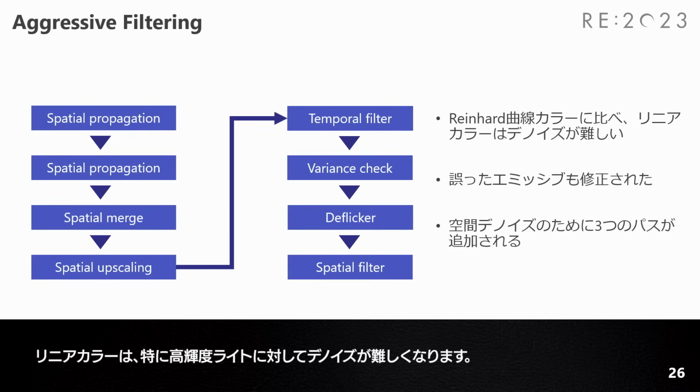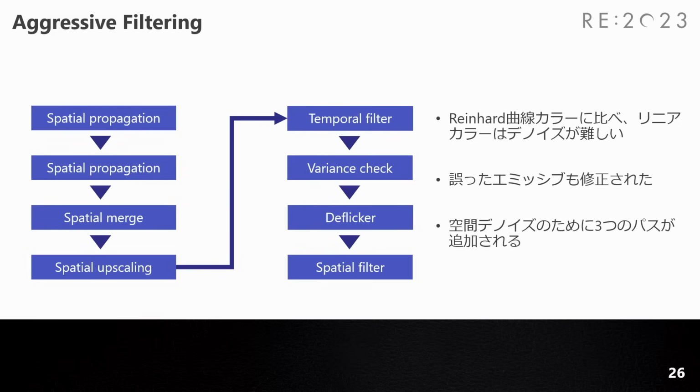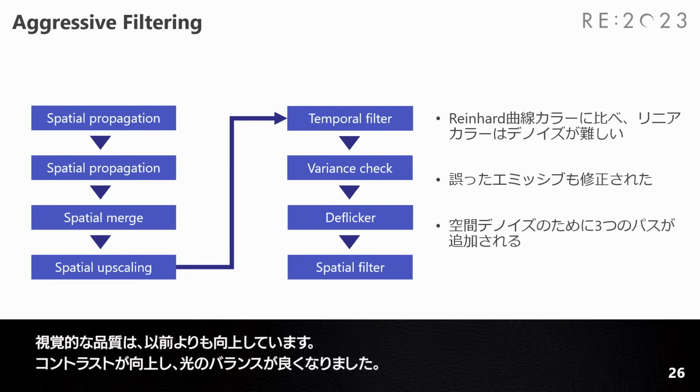The linear result is more difficult to denoise, especially for high-intensity lights. Light is propagated linearly, which means more steps are needed. Three more guided propagation passes are added to relieve this problem. The visual quality is upgraded compared to the previous version. The contrast of the image is increased, and the light is more balanced.